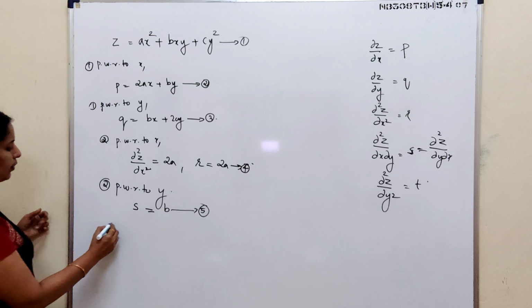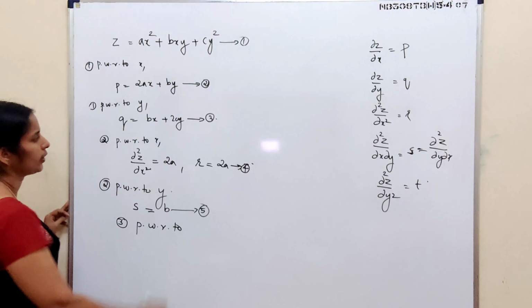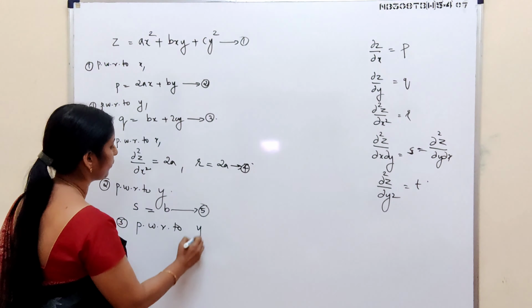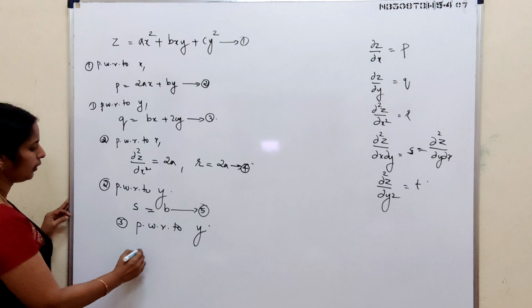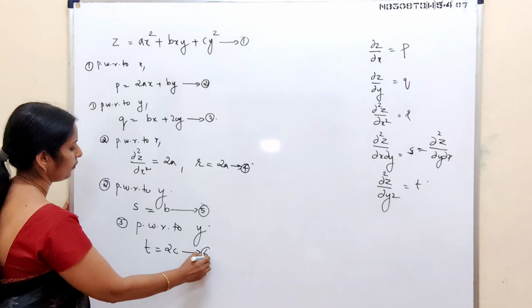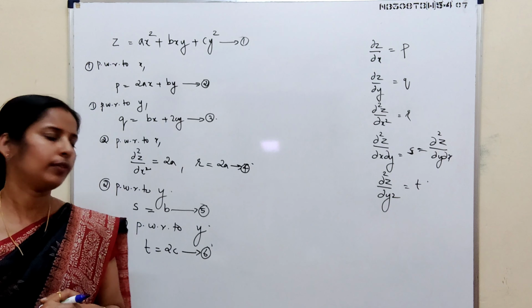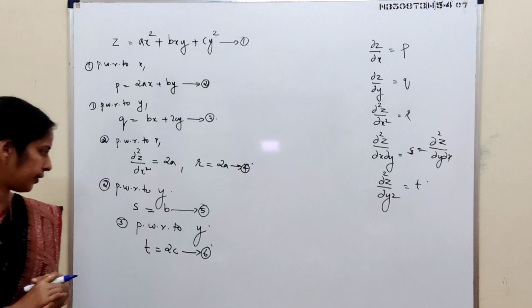So again you differentiate 3 partially with respect to, what? With respect to y. We have t is equal to 2z. So from 4, 5, 6 we will get the values of a, b and c.